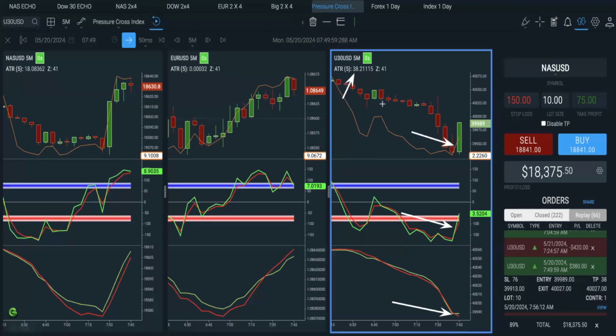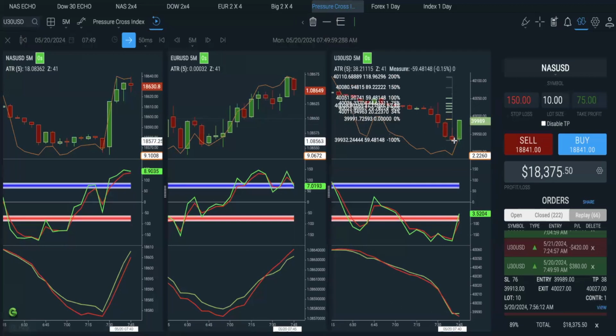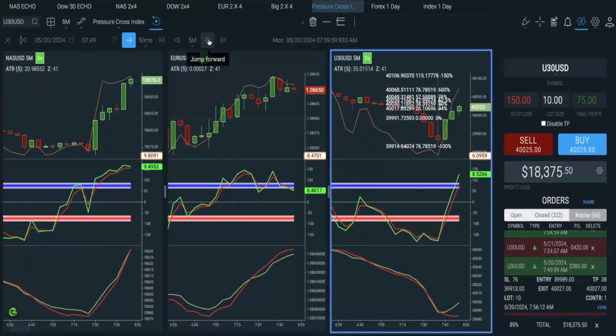In this case, the ATR was 38. So we then would use that as our potential take profit. And we would do 76 for a stop loss, which puts us also outside the bottom of those 2 candles. And as we play that forward, that also becomes a successful trade in just about 10 minutes.